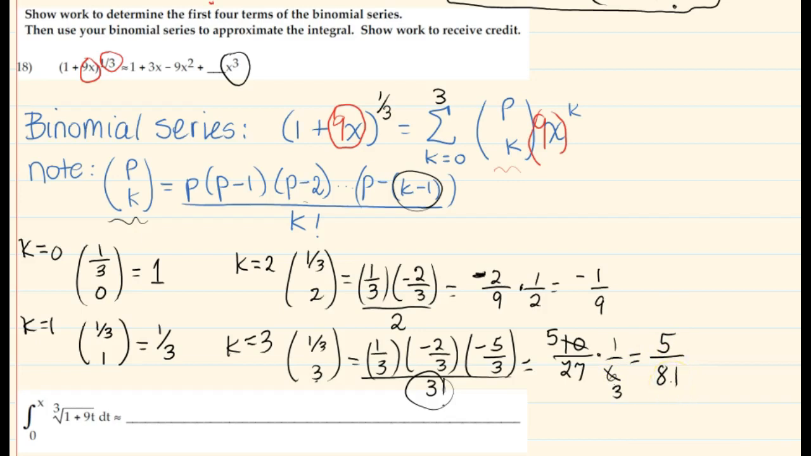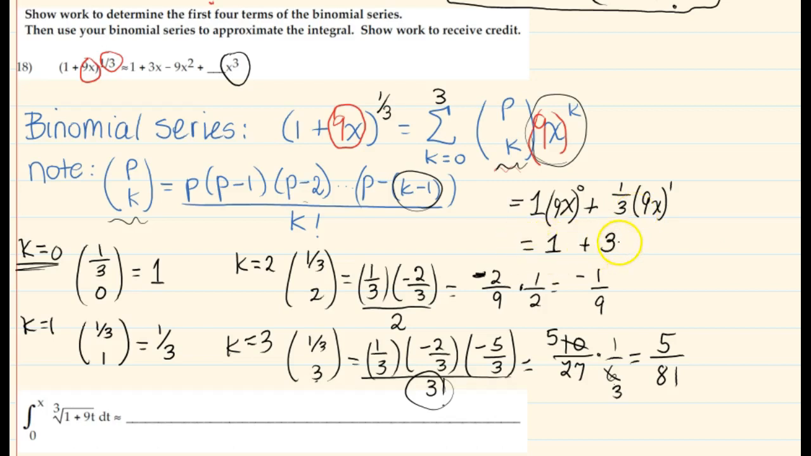All right, so we have found our coefficients. Now we need to find our exponents for the x's. Our first coefficient is 1, and then 9x to the 0 power, because k is equal to 0. The next one is 1/3 times 9x to the 1 power. We can see here that 9x to the 1 power is just 9x, but I get 1/3 of that, so that's going to equal 3x.